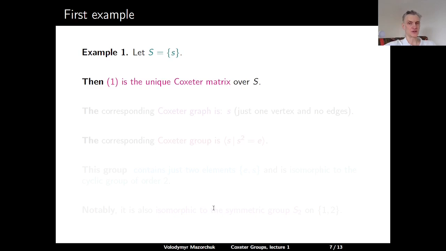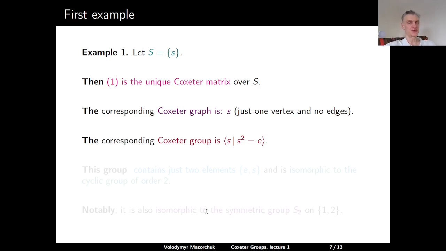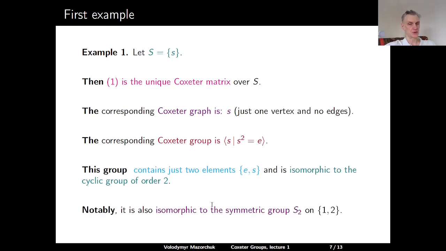Then we have a unique Coxeter matrix over this set, which just consists of 1. The corresponding Coxeter graph has one vertex and no edges. And the corresponding Coxeter group is generated by one element S, which is an involution. So S to the power 2 is equal to the identity. So this group consists of two elements, the identity and S, and it is isomorphic to the cyclic group of order 2. It's very interesting to note that it is also isomorphic to the symmetric group S2 on the two-element set.